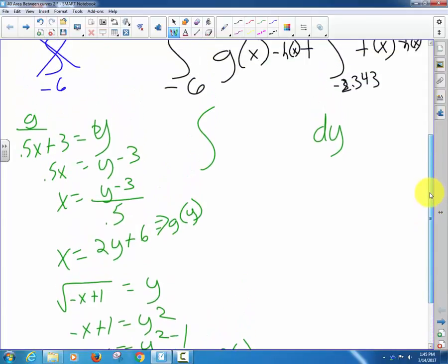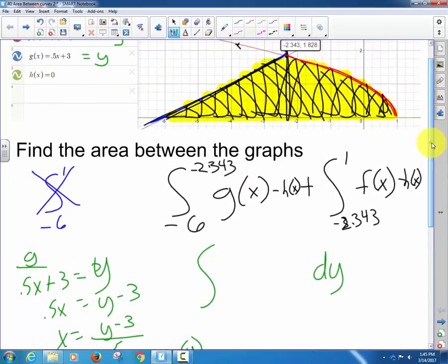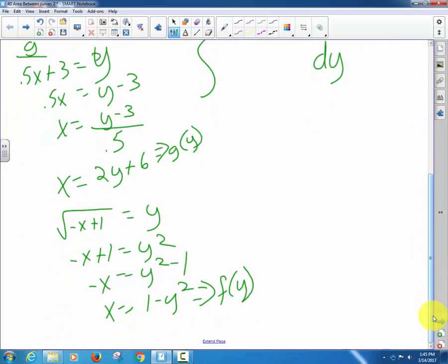So we've got two different functions now written in terms of y, so we can put them in here. Which one's the top function? Is the red function the top function, or the black and blue function? The red function is. So we're going to put it in there that way: 1 minus y squared minus the other one, 2y plus 6 in parentheses.